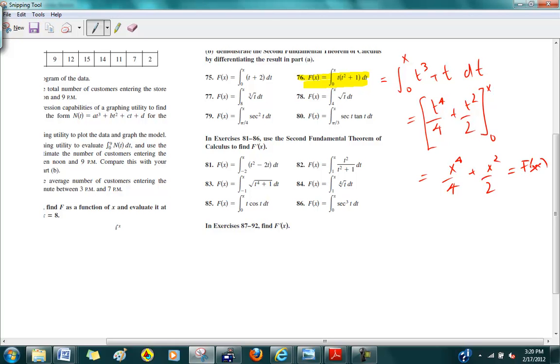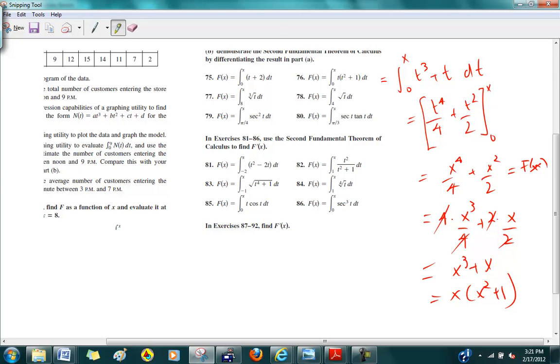And the second FTC is what happens if you differentiate this. Well, if I differentiate this, then I get 4 times x cubed over 4 plus 2 times x over 2. I can simplify, and I get x cubed plus x, which is equal to x times x squared plus 1. Well, look at this, and look at the integrand. Same thing except that you actually put in x wherever you see t. So we could have done this problem straight out without doing all this work, just using the FTC.